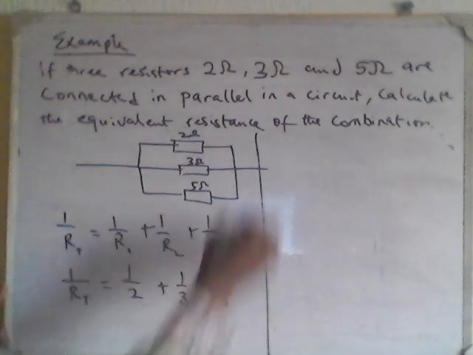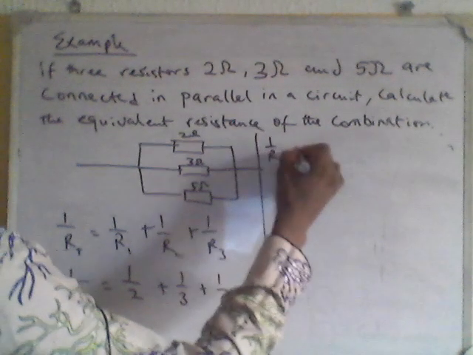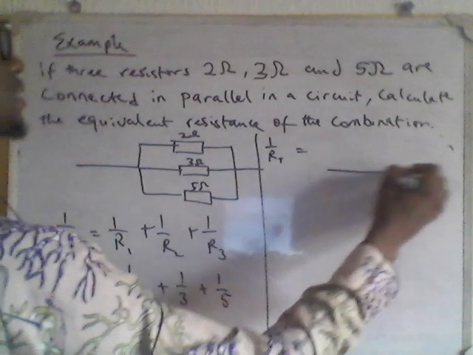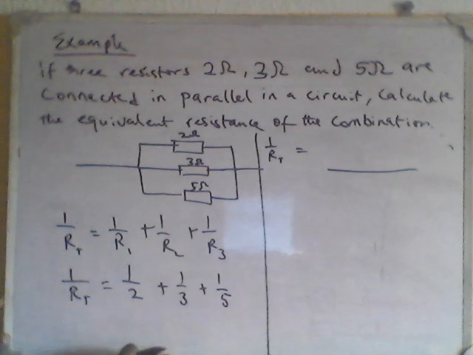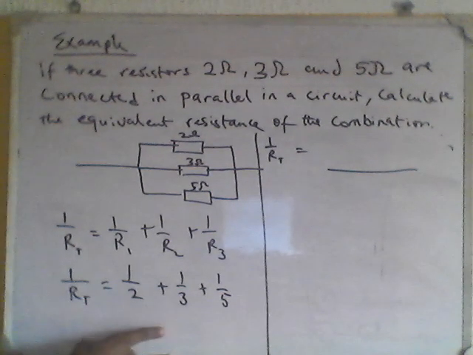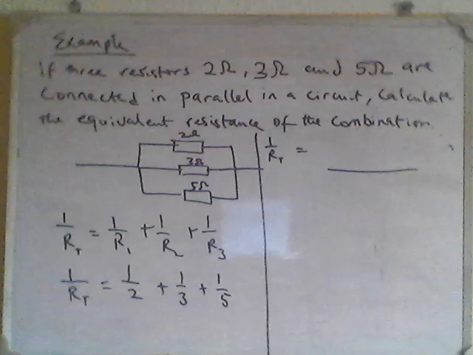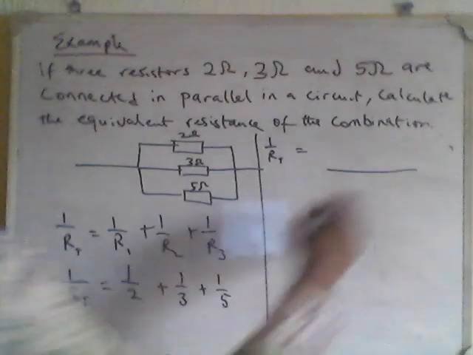Okay, so at this point I will just get the LCM. I will rule my line like this. So the LCM of 2, 3, and 5. What's the LCM of 2, 3, and 5? 2 times 3 is 6. 6 times 5 is 30. Okay, so 30 is the LCM.